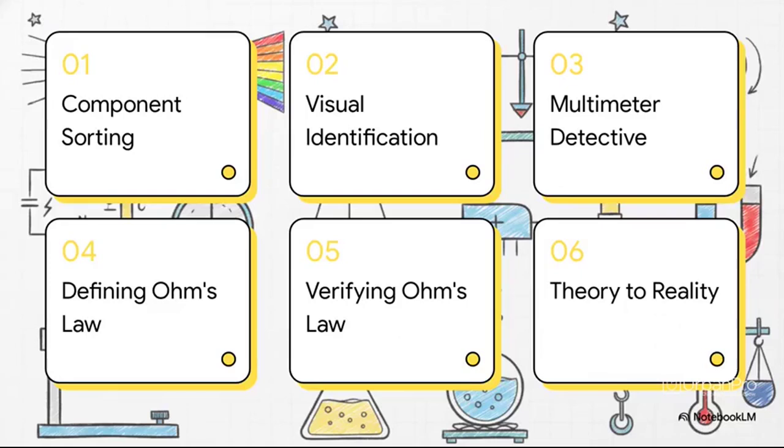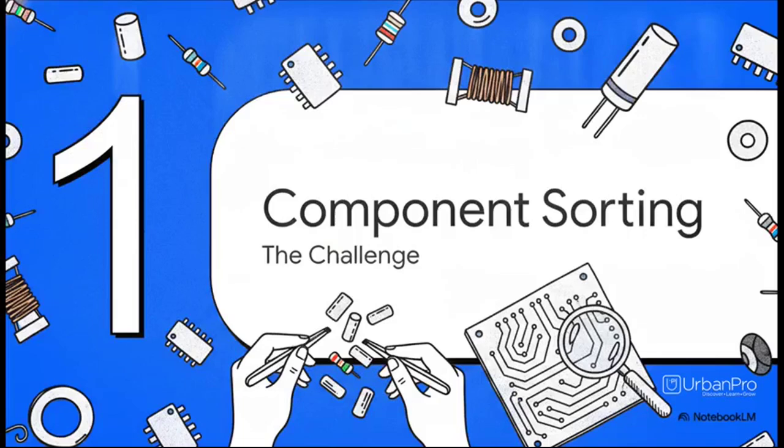Okay, so here's our roadmap. We'll start with the component sorting challenge, move into visual identification basics, then the multimeter detective test. After that, we'll cover defining Ohm's law, verifying it practically, and finally connecting theory to reality. Let's kick things off with Section 1, the component sorting challenge.